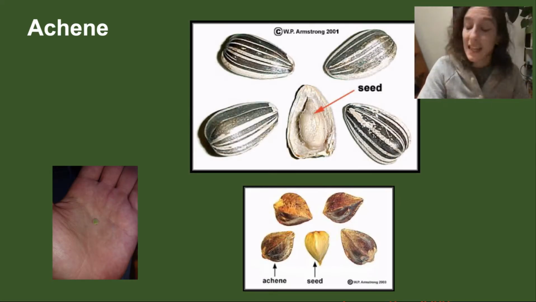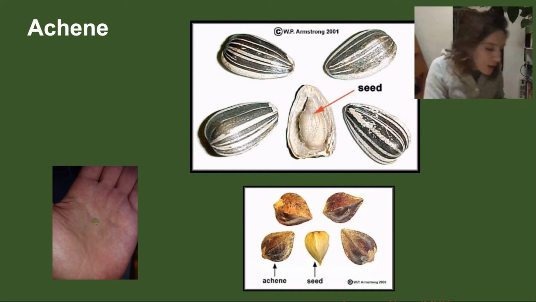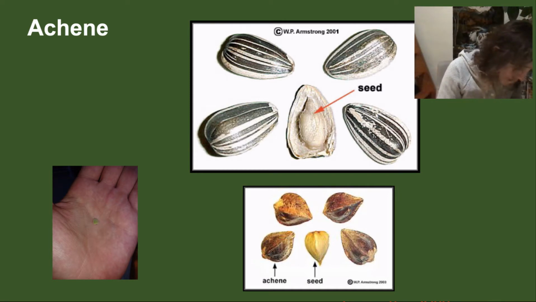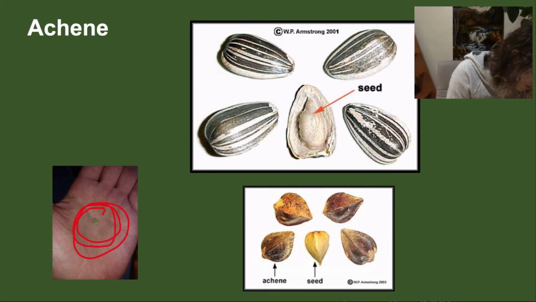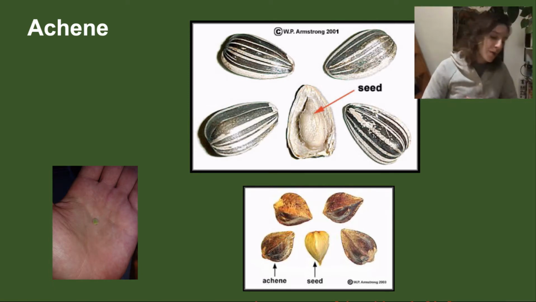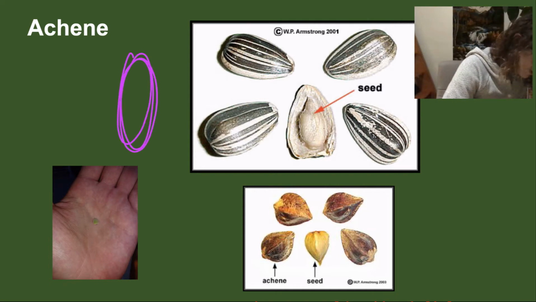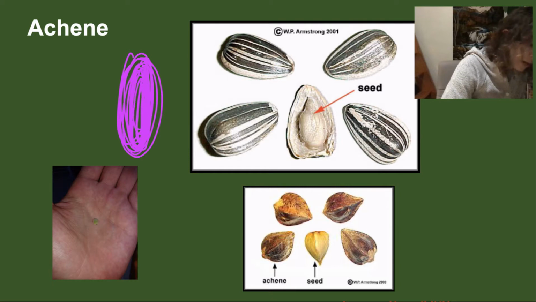The next indehiscent type of fruit I want to talk about is the achene. This is usually a very, very tiny little fruit. You can hold a whole bunch of them in your hand. I don't even know if you can see this one in this picture here, but this person is holding one achene. They can be even much smaller than that. What an achene is, if I were to draw my diagram, sorry, these are not the greatest diagrams in the world, but you should look up other diagrams on your own.